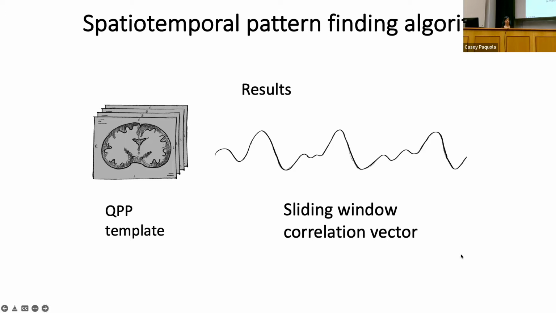So we call these quasi-periodic patterns because, as you can kind of see in this big correlation time course, they keep popping up in the background. It wasn't quite cyclical, but it was close. So let me show you what these look like.